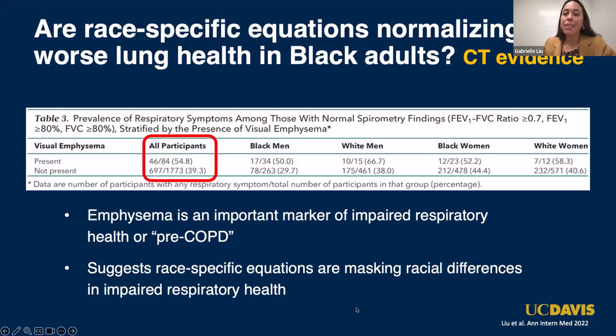So taken together, we felt this study provided some evidence that race-specific equations were normalizing worse lung health in Black adults, particularly among an at-risk group, i.e. those who had an FEV1 between 80 and 99%. So subnormal, but still within what would likely be considered a normal range.